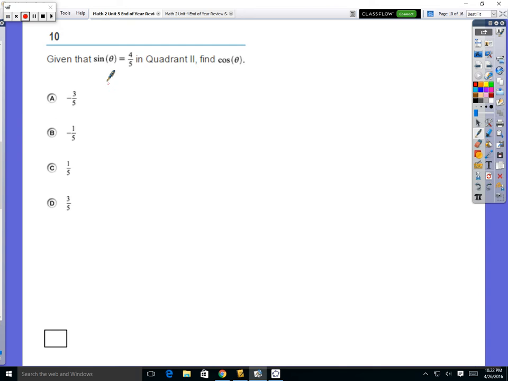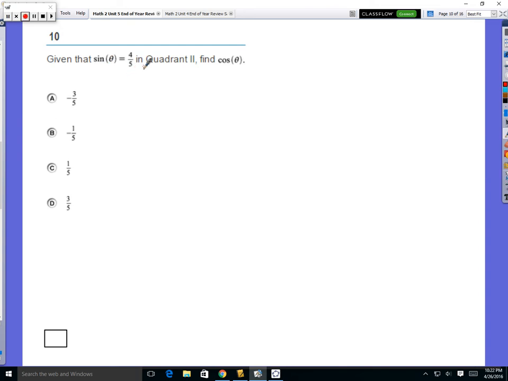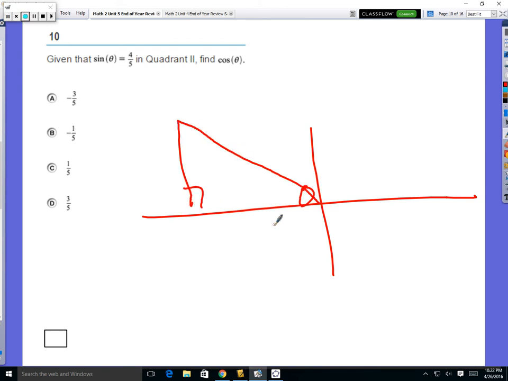10. Sine is 4/5 in quadrant 2. So here we go. Here's theta. Your triangle is going to look like this. So sine is 4/5, opposite over hypotenuse. That means this is 3. Find the cosine of it, but this 3 is actually a -3 because on the x-axis you're going left of 0. So cosine is going to be adjacent over hypotenuse, a -3 over 5.